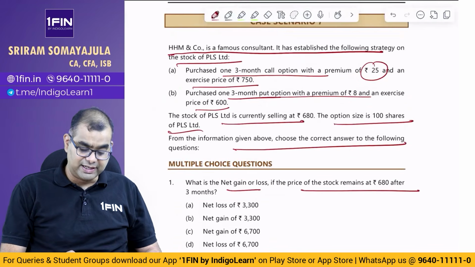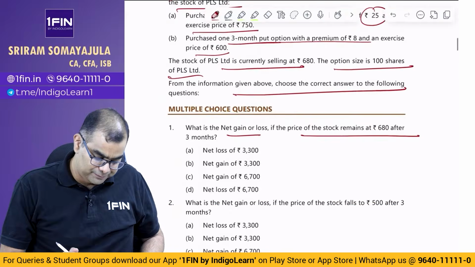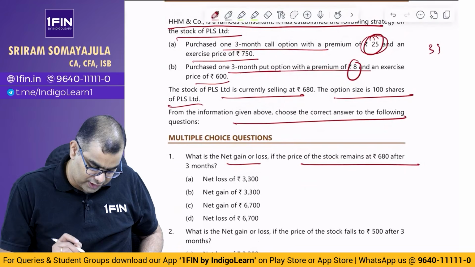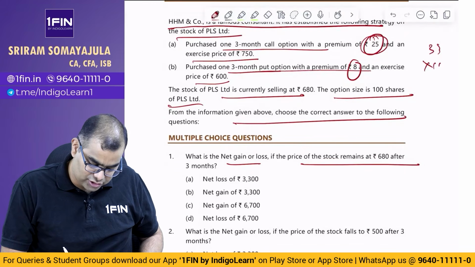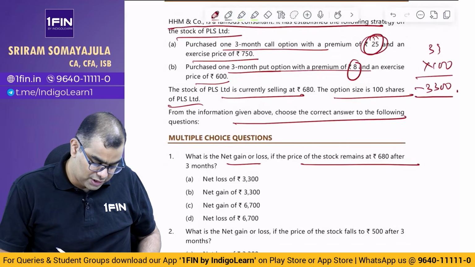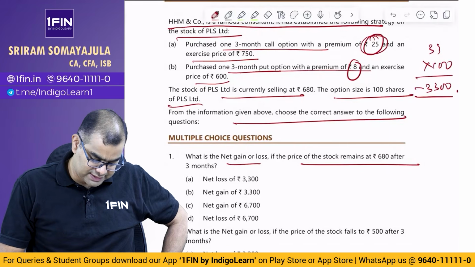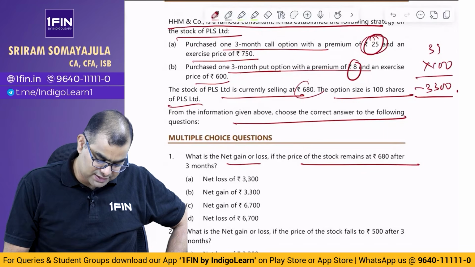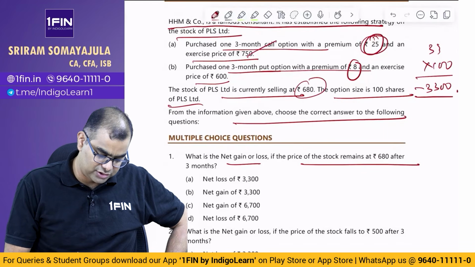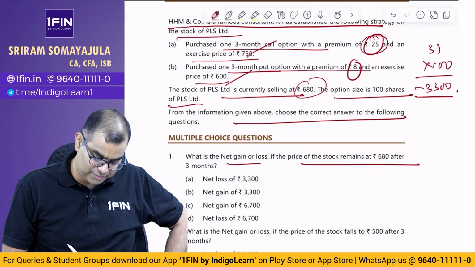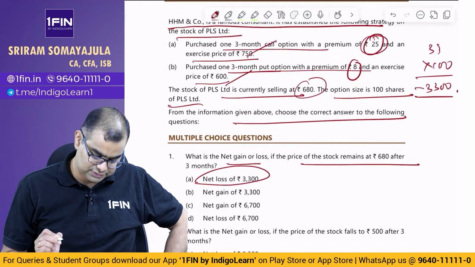When they ask net gain here, you are referring to the overall portfolio. What is the premium that you have paid? You have paid 33 as premium. Into how many options? Into 1. Option size is 100 shares. So into 100, both of them are purchase only. So you paid 3,300 is your premium outflow. Okay. Now it is currently at 680. What is the net gain if the stock price remains at 680? So if your stock price is at 680, your buy call is at 750, your buy put is at 600, both of them won't get exercised. So you will make a loss of 3,300.